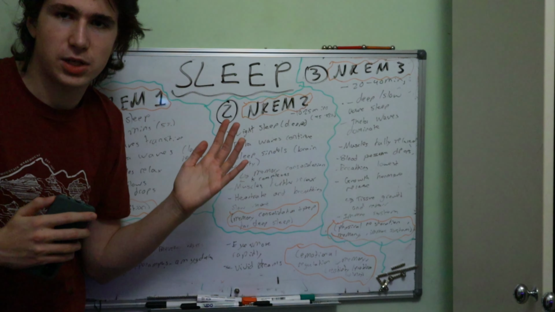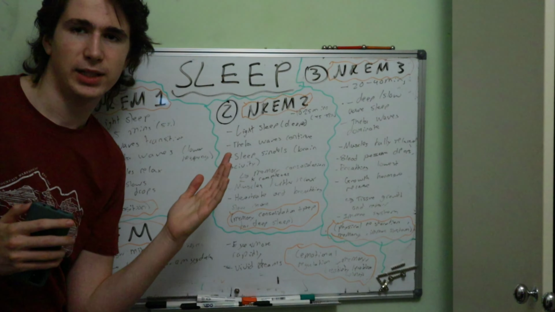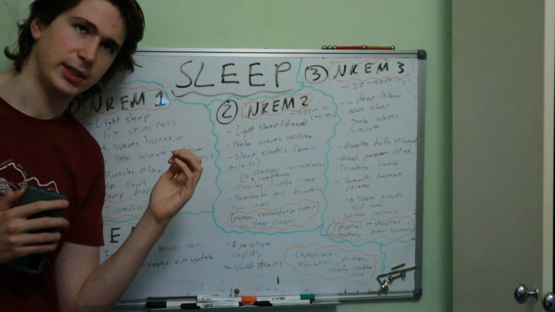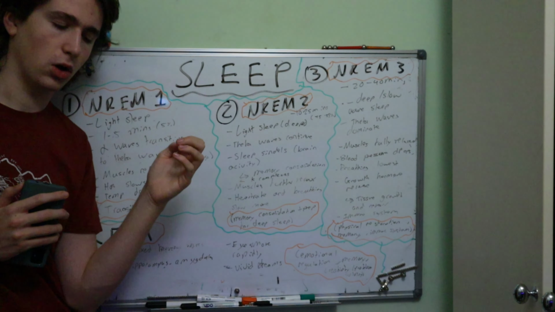So let's talk about the cycles. In sleep cycles, you're going to have roughly, I'd say, 4 to 6 cycles per night, and each cycle is going to be roughly 90 to 110 minutes long.